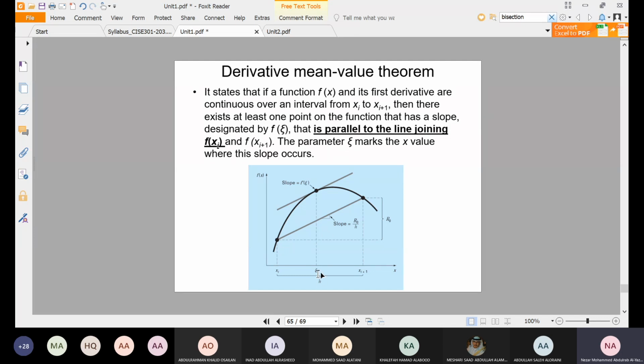So the parameter zeta on the x-axis marks the x value where the slope is attained. This is the derivative mean value theorem. We need this, for example, to compute the errors, or also to compute the roots later.